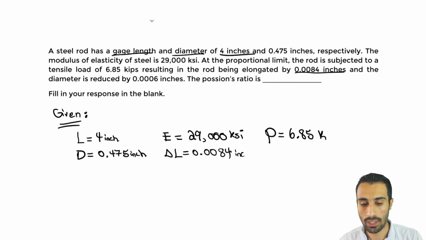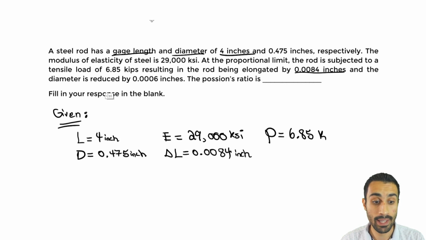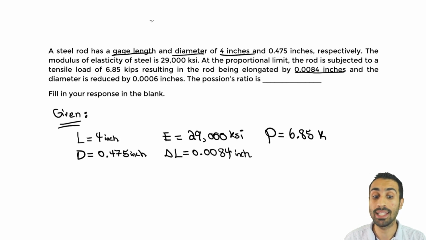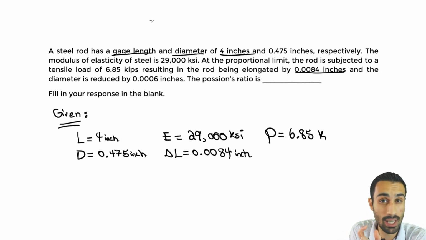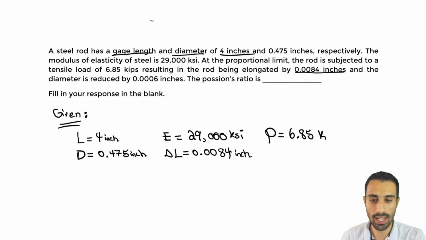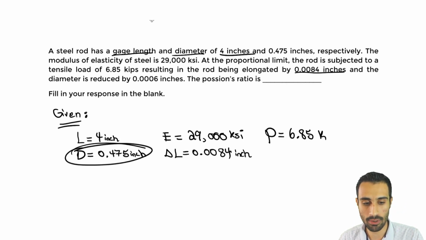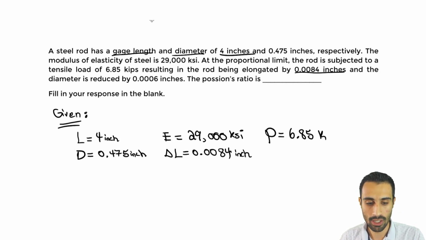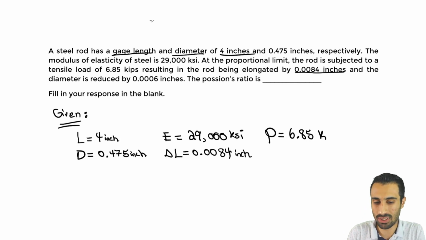0.084 inches. And then lastly, we are told we also have a diameter is reduced by this amount. So it's a very, very tiny amount. It's small. So it cannot be the final diameter. It doesn't make sense, right? Because the initial diameter was this amount. The starting diameter was this. So the final diameter will probably be 0.42 or something close to that.